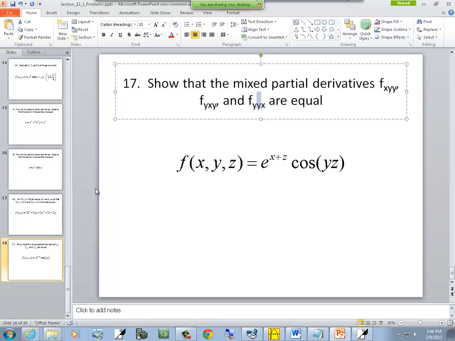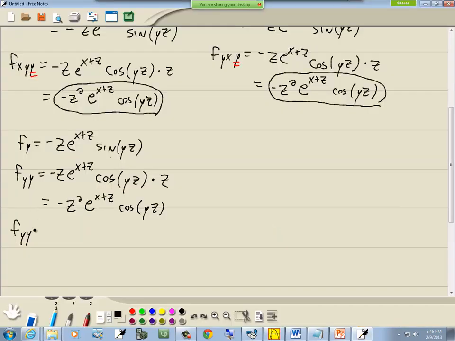Now we want to take the partial of that with respect to x. So we're working our way down. So now it's a partial with respect to our last variable, with respect to x. Well, the negative z squared doesn't have an x, so that remains. Derivative of e to the x plus z is e to the x plus z times derivative of the exponent. And we're doing it with respect to x, so the derivative of x plus z is 1 times cosine yz, which gives us negative z squared e to the x plus z cosine yz.